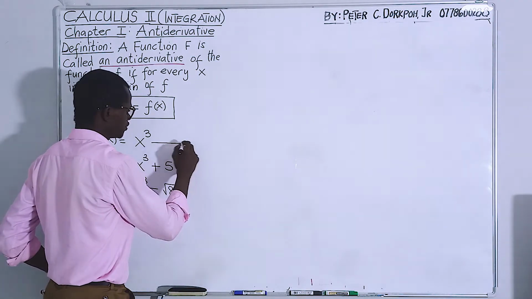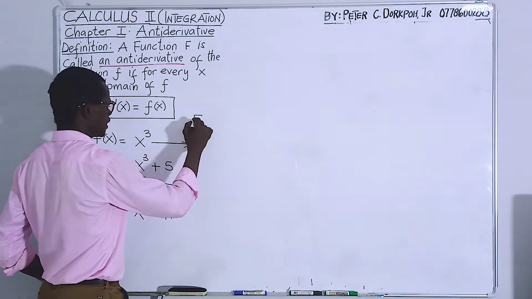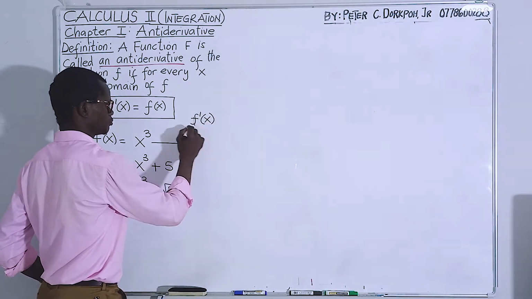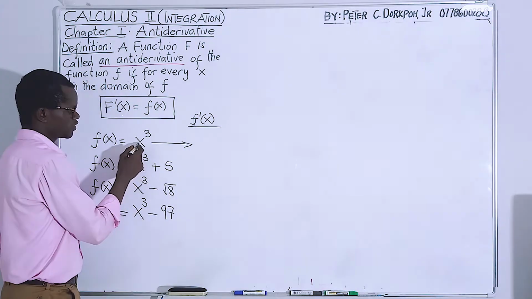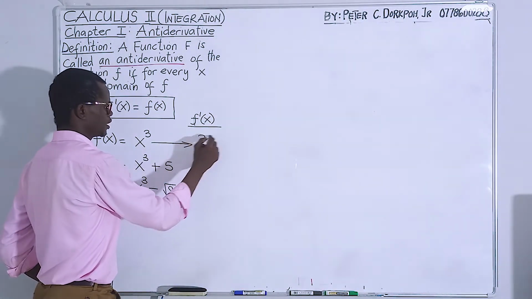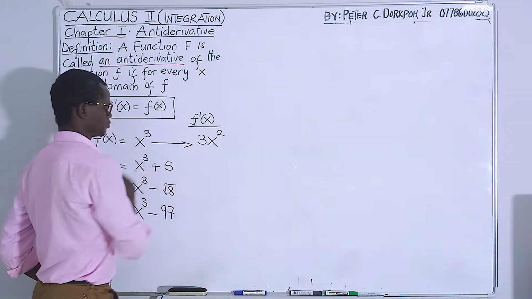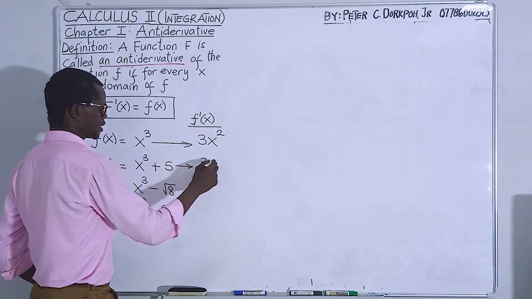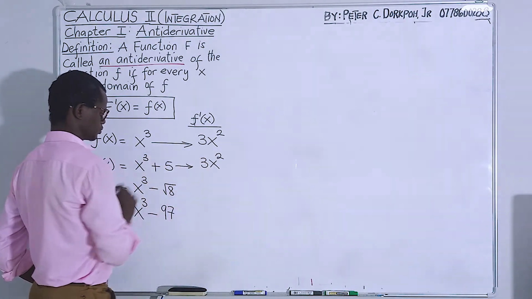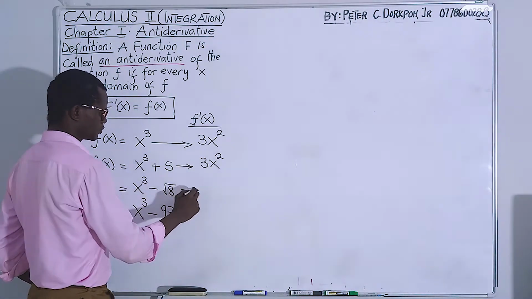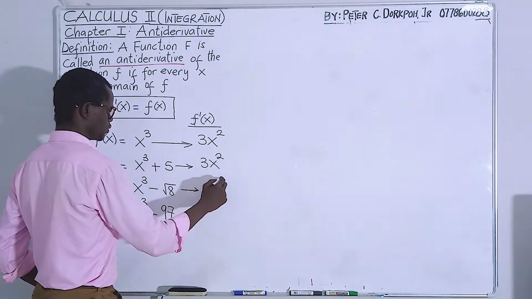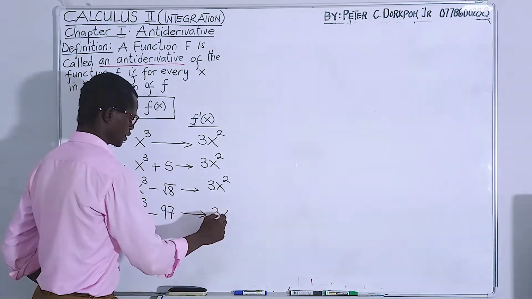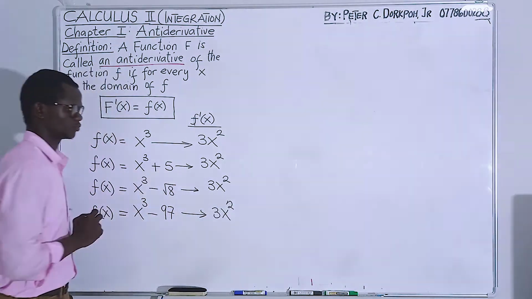When each of these is differentiated, that is, we find f prime of x, we get 3x raised to the second power. For each of them, we get 3x raised to the second power.